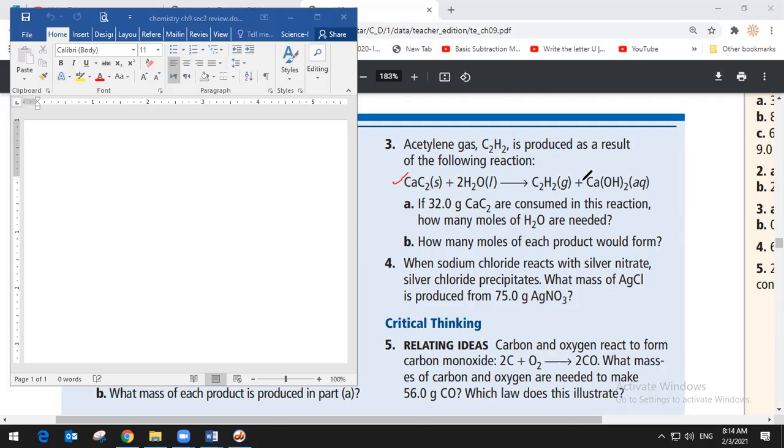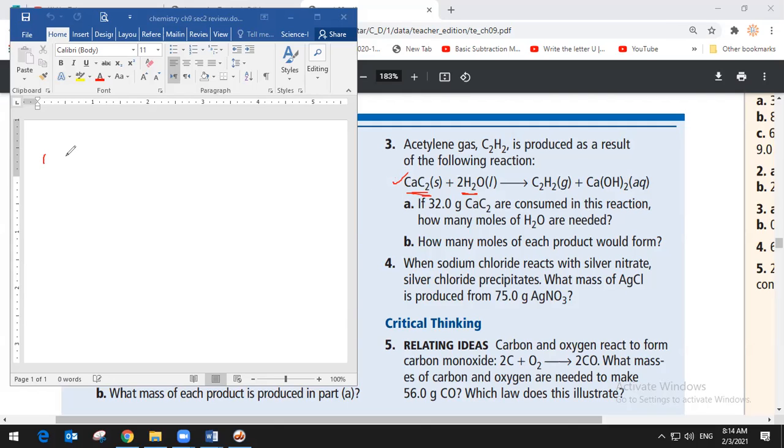So he asks, if 32 grams of that substance are consumed in the reaction, how many moles of water are needed? First of all, we're going to find the mole ratio. That means how many moles of this substance react with how many moles of water. Here, how many moles do we have of calcium carbonate? Do you find the coefficient 2?